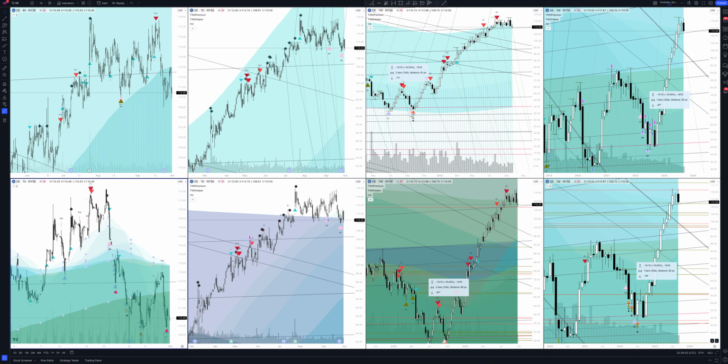Today we will take a look at General Electric Company stock. Let's analyze the market situation and find out how you can make money on it. Let's start.